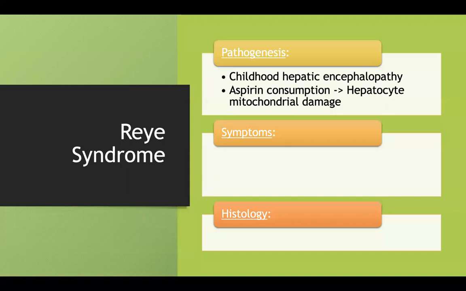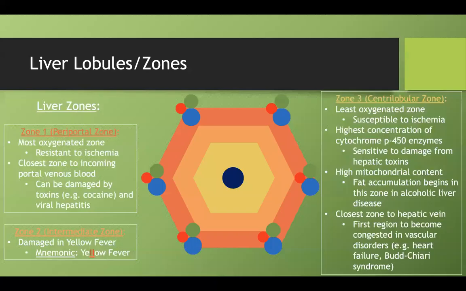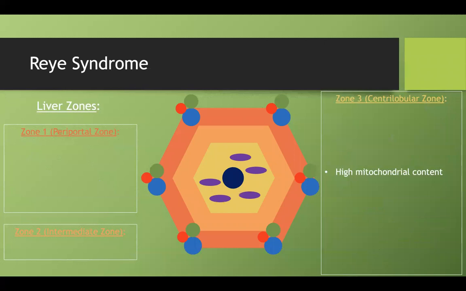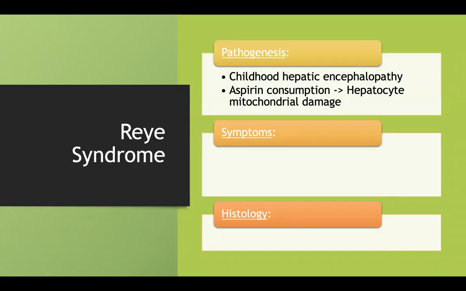What happens here is a child will consume aspirin, and that'll actually cause damage to the mitochondria inside the hepatocytes. If we go back to our liver lobules and zones that we saw in our liver anatomy section, I mentioned that zone 3 has the highest mitochondrial content. In the case of Reye syndrome, this aspirin will interact with these mitochondria in the hepatocytes, and it'll start to kill off this zone, which can damage the entire hepatocyte and result in Reye syndrome or acute hepatic encephalopathy.